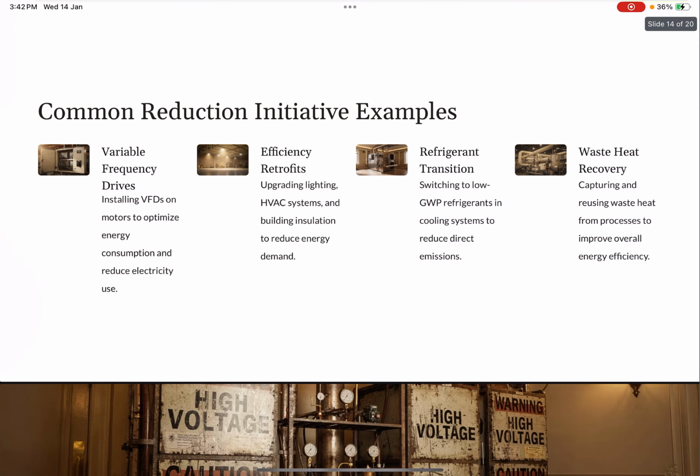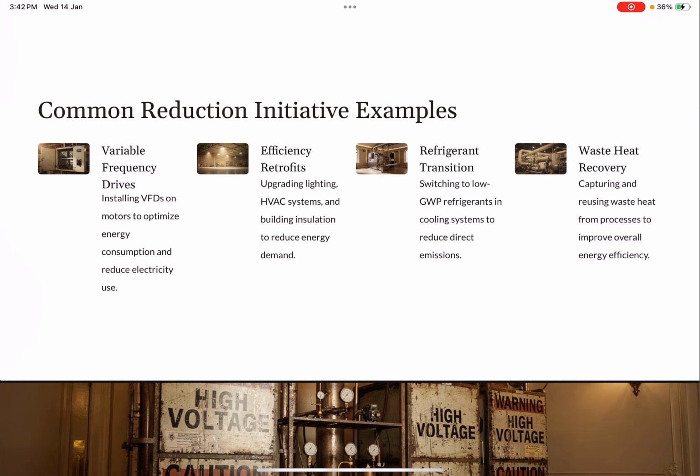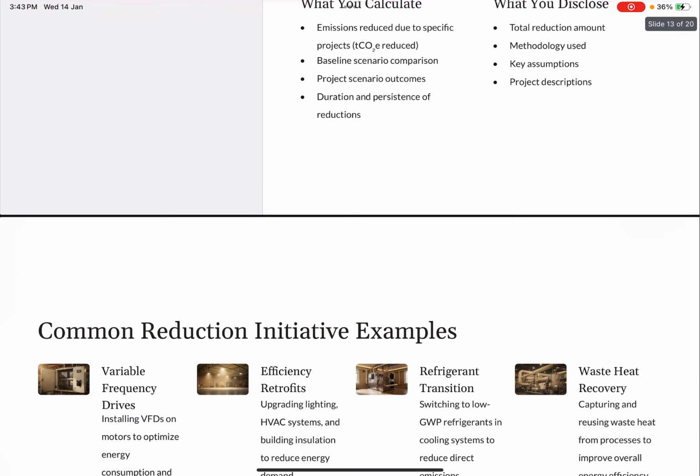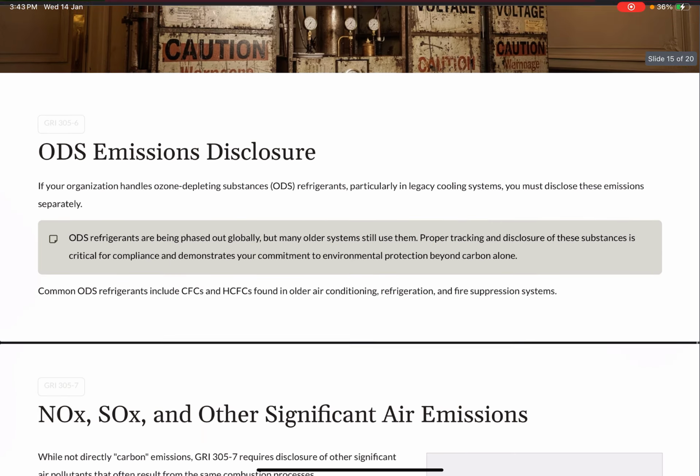305.5. These are some examples used especially by energy auditors, where they suggest initiatives like using variable frequency drives on motors so that electricity consumption is reduced, or employing waste heat recovery so that again the carbon footprint is reduced, or shifting to a more environmentally friendly refrigerant, or putting in more energy efficient lights and more energy efficient HVAC systems. All this would be included in this GRI 305.5 protocol.